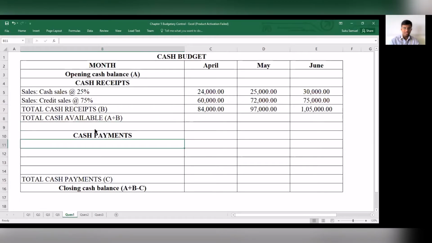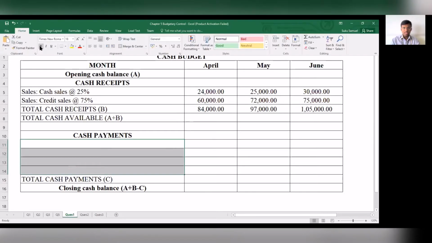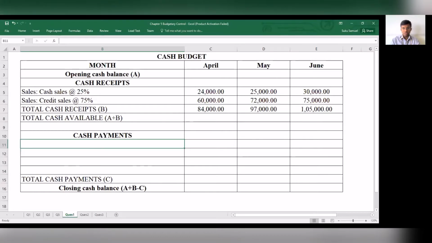Now we are moving on to cash payments. What are the transactions that work out to be cash payments for you? So the first one is purchase. And remember, the period of credit allowed by suppliers is 2 months. So your suppliers are giving you a credit time of 2 months.